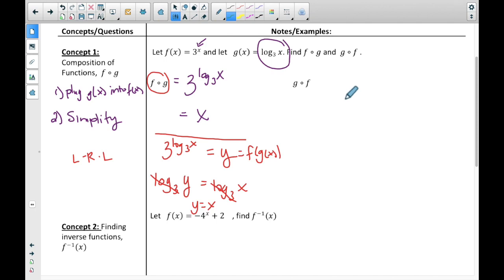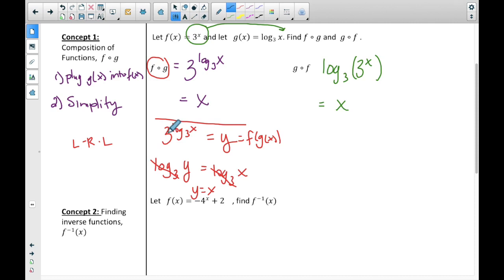Let's try it again. Let's say we go the other way. And so this time I'm going to take f of x and plug it in to g of x. So I'm going to have log base 3 of 3 to the x. Well, once again, logs and exponents cancel each other out. So this actually reduces down to an x.